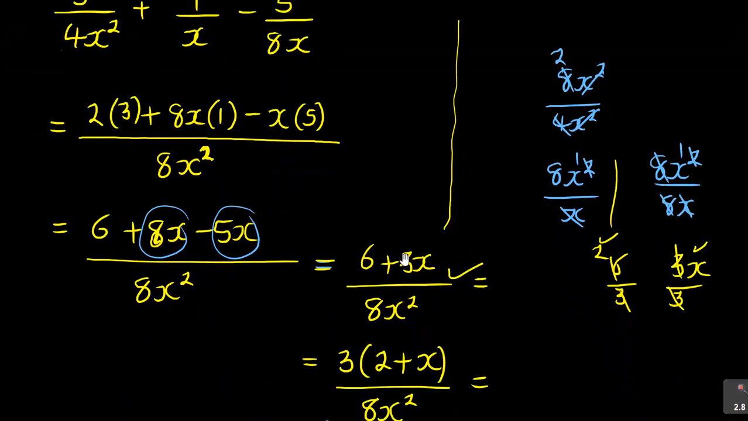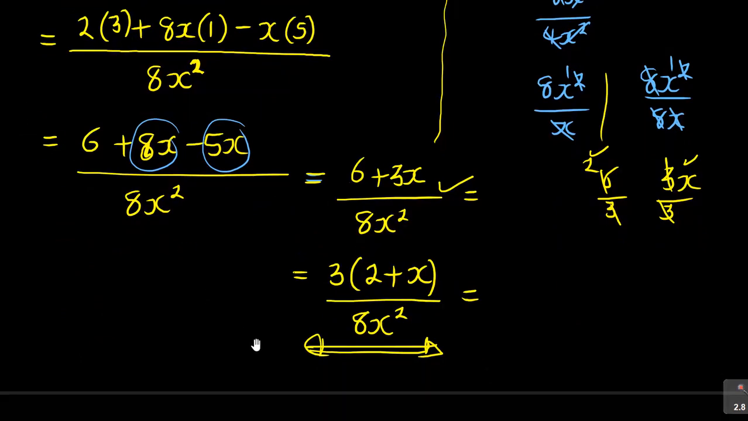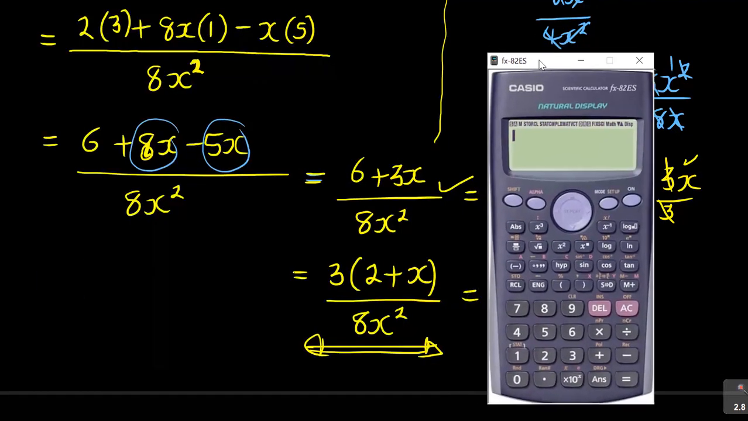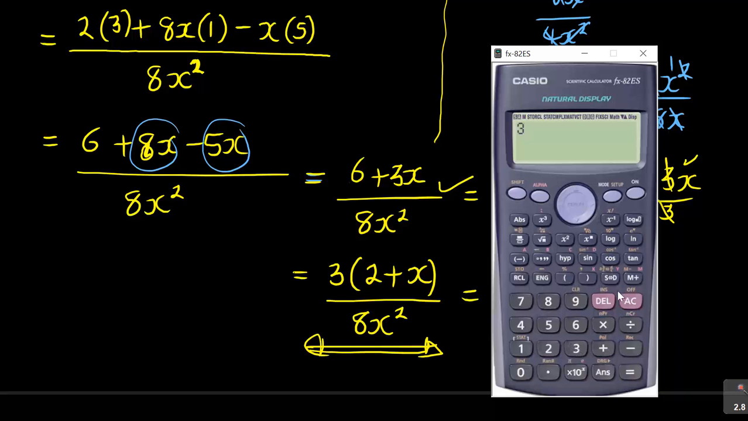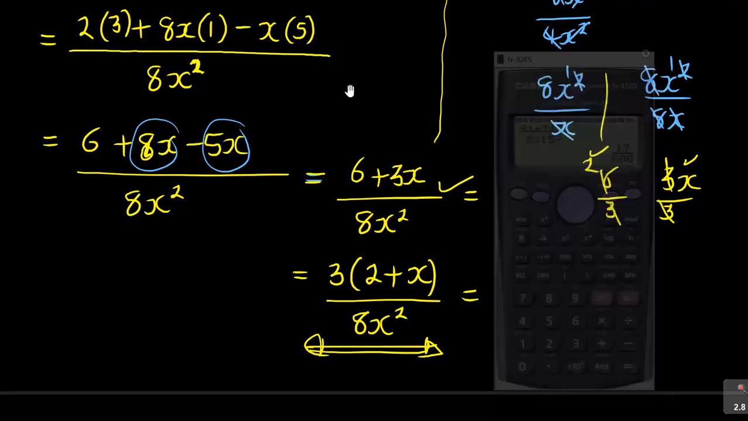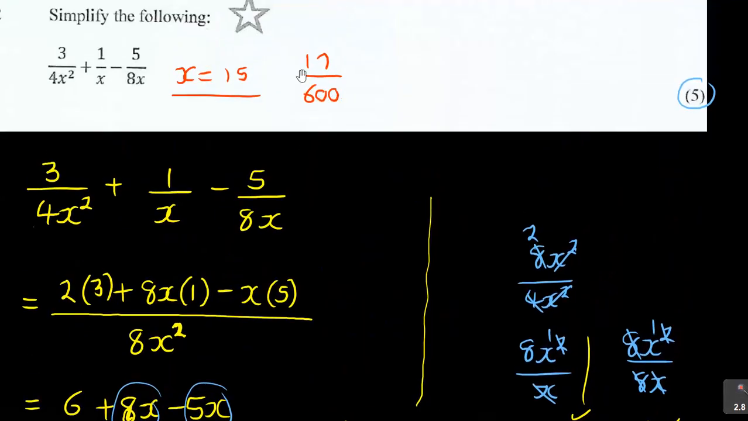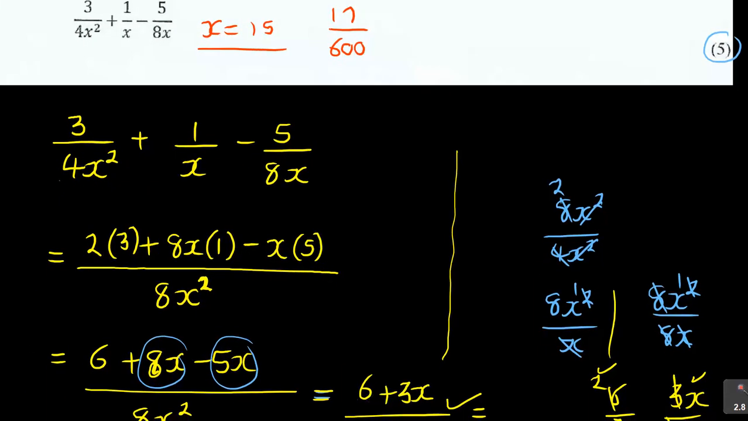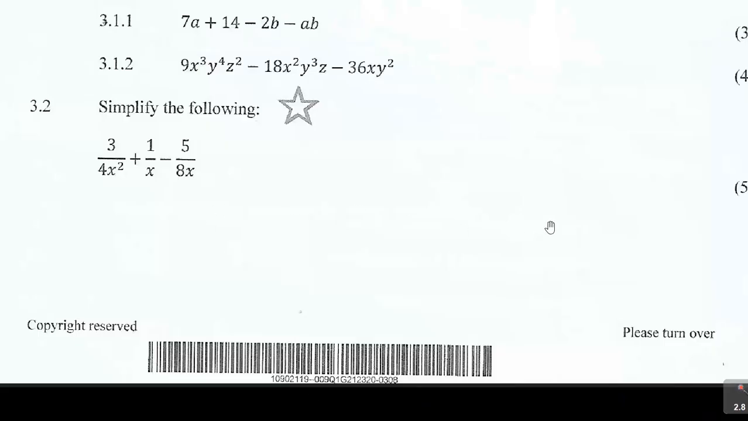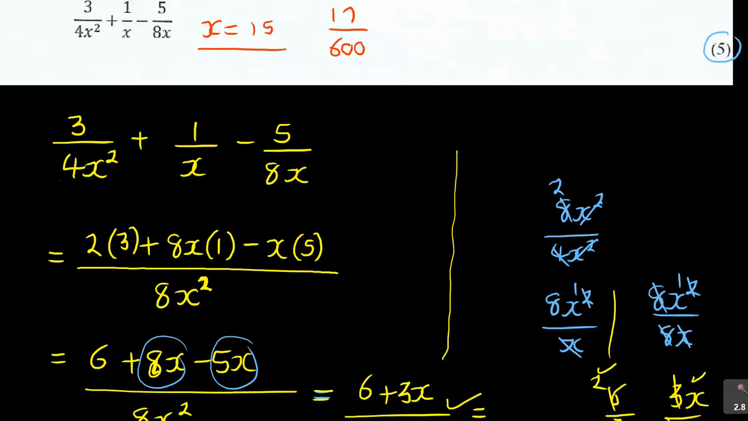Let me check my final answer here. Remember, x is 15. So my final answer is 3 into 2 plus 15, all over 8 times 15 squared. It's 17 over 600. And if you remember, this is what I got also, 17 over 600. So in a way, this is the 5 marks. You definitely get the 5 marks. So we're still continuing.